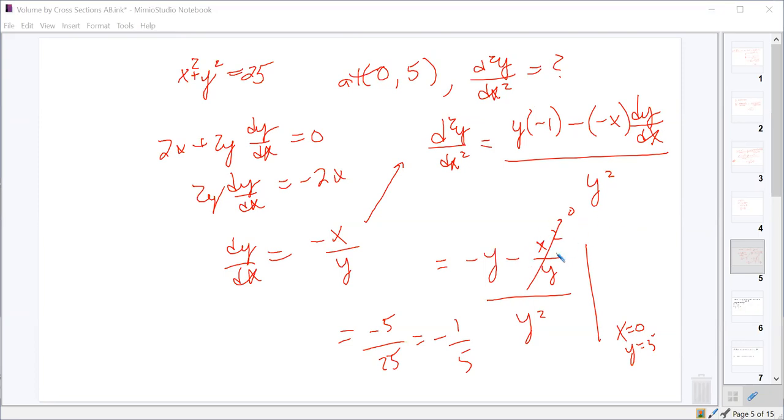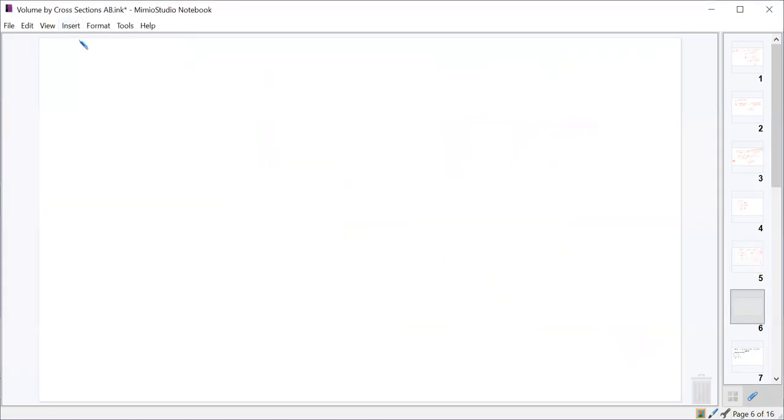This x squared right here, is that what you're talking about? Okay, so dy dx is negative x over y. So negative x times negative x over y is x squared over y. Okay. What was the other one? I think somebody said 31. What's 31?